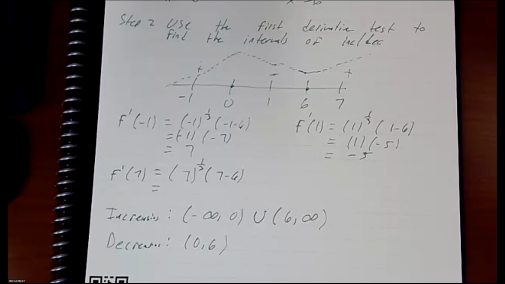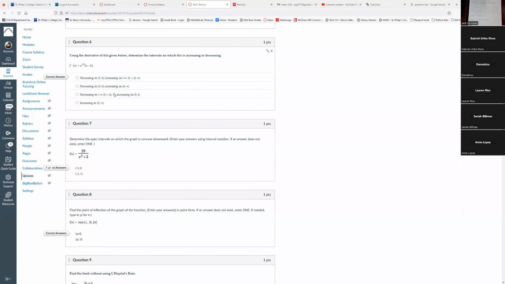Sharing the right screen. So number 6, number 7. Determine the open intervals on which the graph is concave down. Okay. So here you have to take 2 derivatives and plug in the critical values.